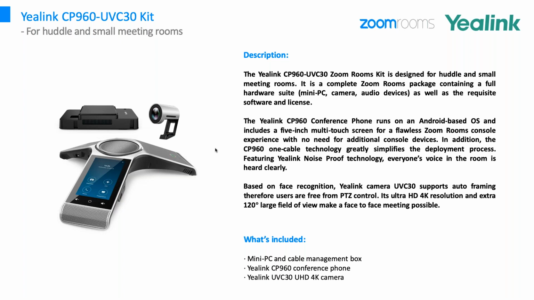Wanted to get into some more specifics here now with the CP960 and UVC30 kit. I mentioned before that it's designed for huddle and smaller meeting rooms. The UVC30 camera itself is a relatively new product. It has facial recognition capabilities and software so that it's going to automatically adjust to whomever's talking. It has a 120-degree field of view, so it's a pretty wide field of view for a relatively small size camera, and it supports up to 4K resolution.